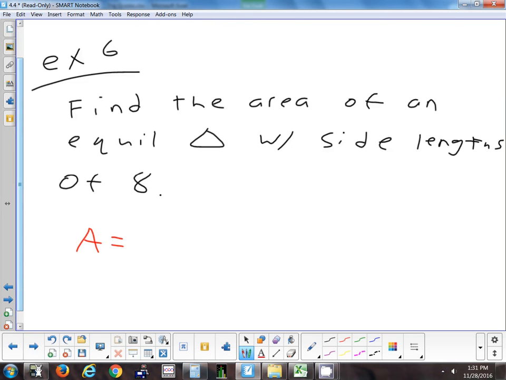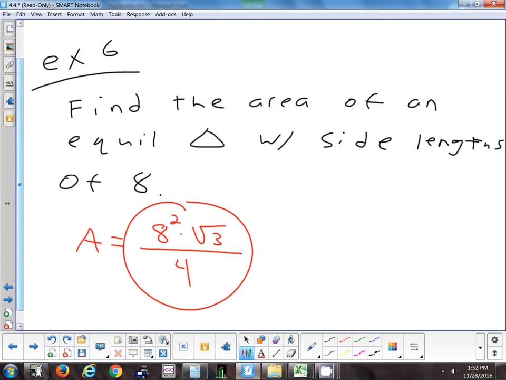Okay, so find the area of an equilateral triangle with side lengths of 8. What would my setup be to find the formula here? What would be in the top of the fraction? 8 squared, yep, times square root of 3, and what's in the bottom? 4. Done. That's the answer. If they wanted it reduced, you could type it in and you could get a decimal if they asked for it.